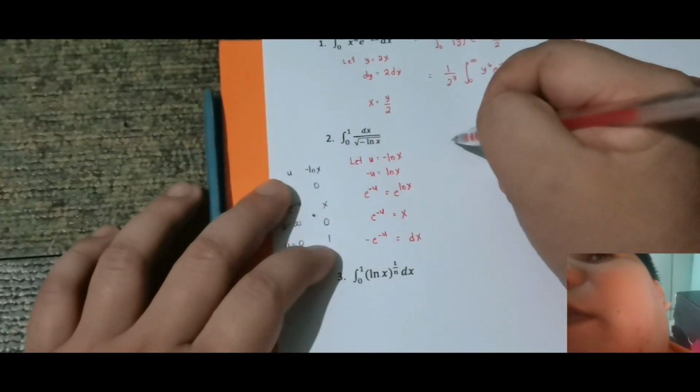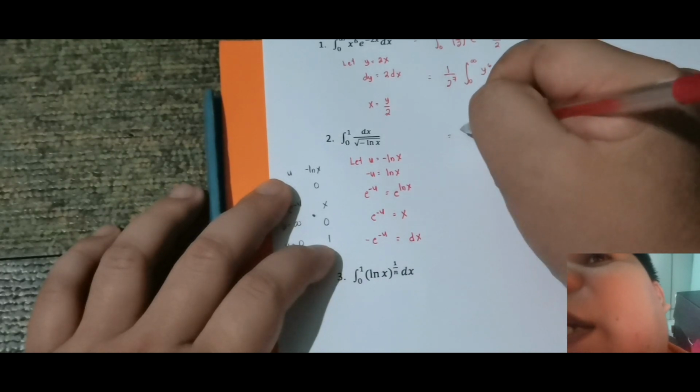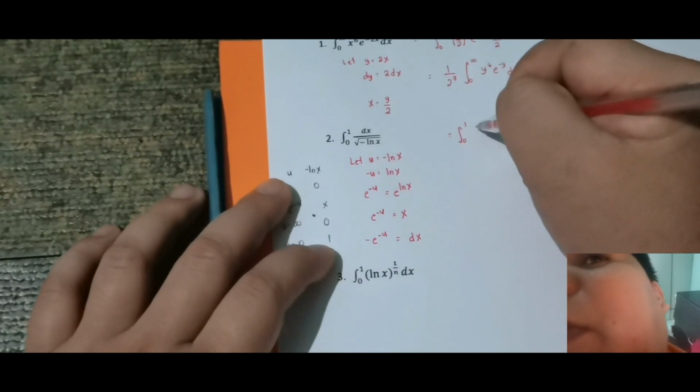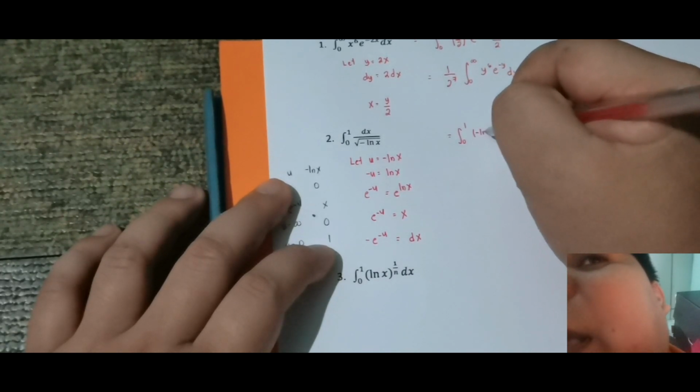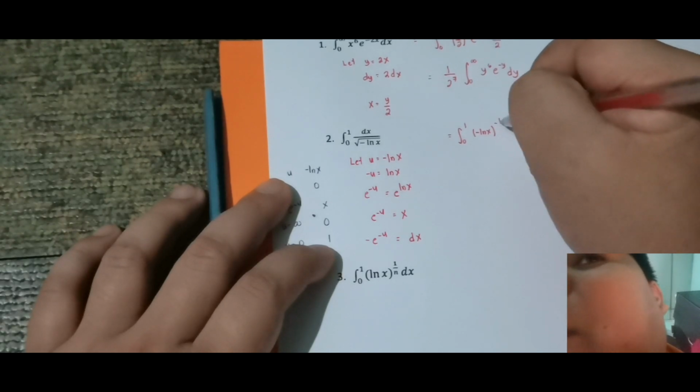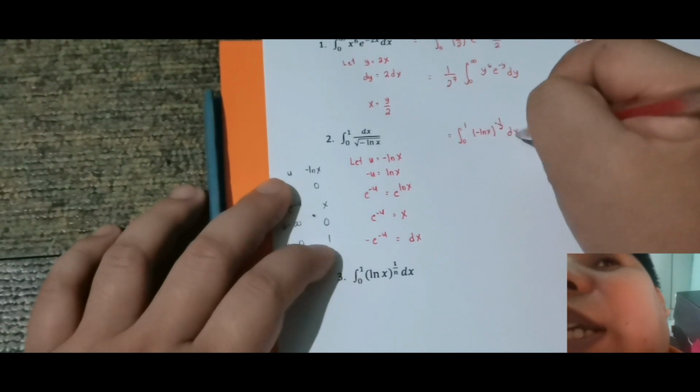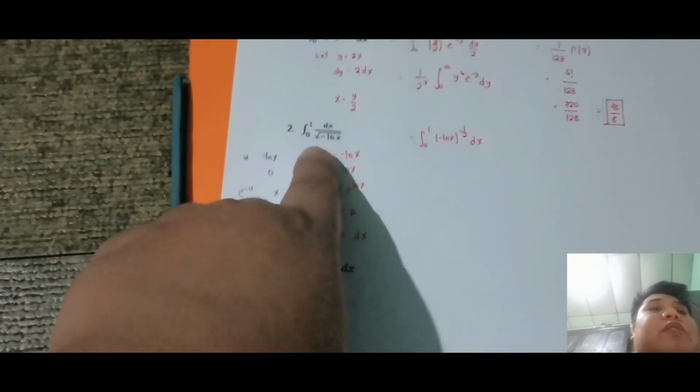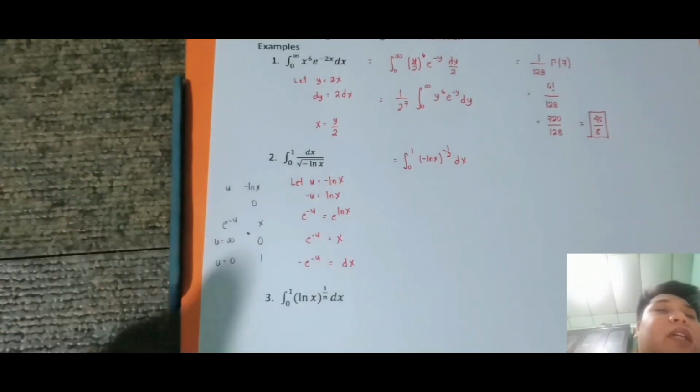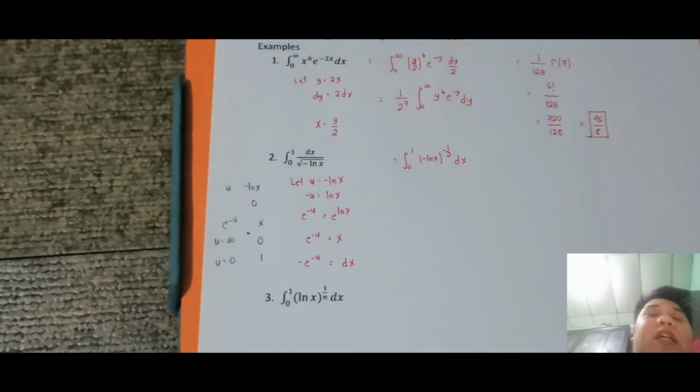So, punta tayo dun sa resolve natin. Balikan natin: integral from 0 to 1 ng negative ln of x, tapos ang exponent ay negative 1 half dx. Inangat ko na siya, guys. Yung square root ng negative ln of x, inangat ko na sa taas. So, naging negative ln of x, raised to negative 1 half, dx.